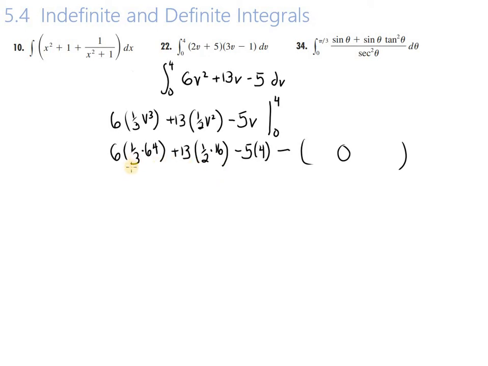We still have to crunch some numbers over here on the left-hand side. So let's see, 6 times 1/3 is 2. Times 64 is 128. This is really the time you should grab your calculator, by the way. 16 times 1/2 is 8. 8 times 13. Oh boy, let's see. 8 times 13. I think I do need to grab my calculator.